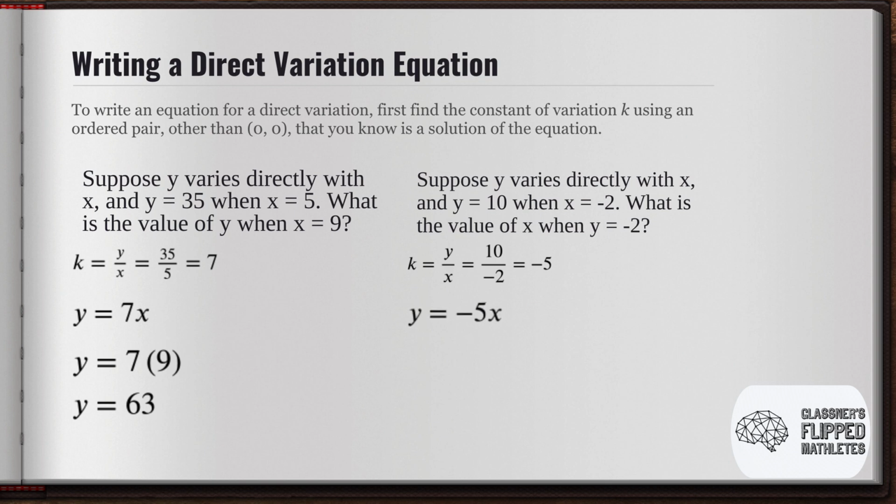From here, we're just going to substitute in the value we know. We know that y is equal to negative 2, so we get negative 2 equals negative 5x. Divide both sides by negative 5. X is equal to 2 over 5, because a negative divided by a negative is a positive. So again, three separate answers. K is negative 5, y is negative 5x is your equation, and x is 2/5 when y is negative 2.